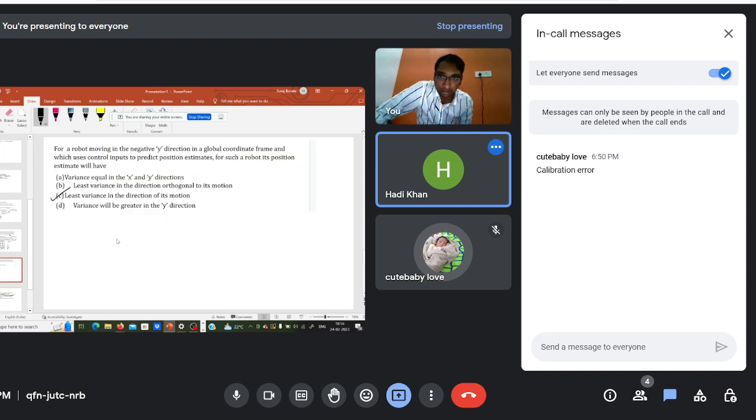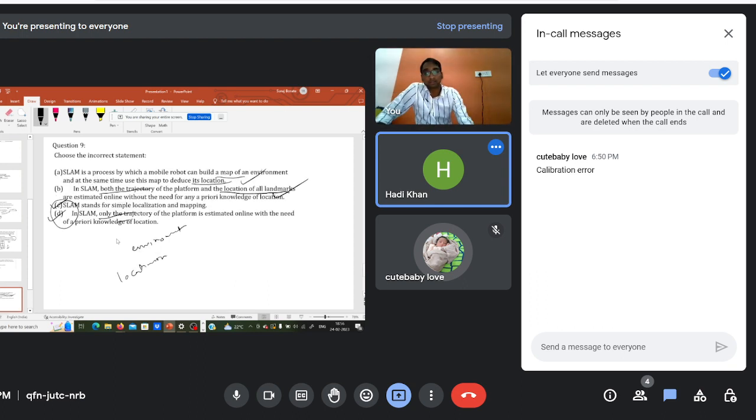And this question tells about the variance and uncertainty. Where there is more uncertainty there will be more variance. More uncertainty will be there where there is least information, and the least information comes because of two reasons: either you do not have measurements, or you do not know about motion in that direction. Here they are saying there was motion in the y direction, so obviously there will be less uncertainty in the y direction. Then this is about the definition of SLAM, that both the map and the position of the robot are estimated. Localization and mapping happen simultaneously.